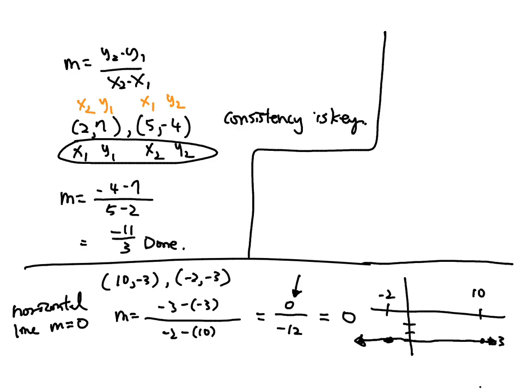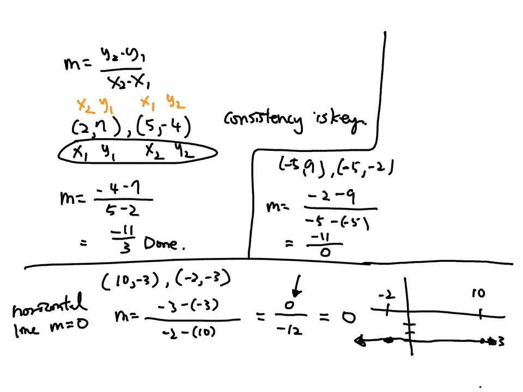And the next problem: (-5, 9) and (-5, -2). I'm sure by this time you're probably looking for some patterns, and there is indeed a pattern. -2 minus 9 over -5 minus -5. You get -11 on the top and 0 on the bottom. 0 on the bottom is bad. This is undefined.